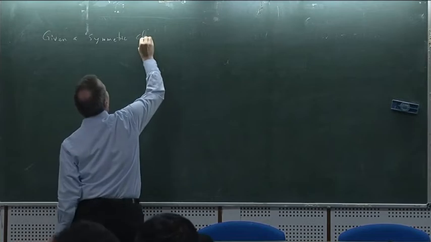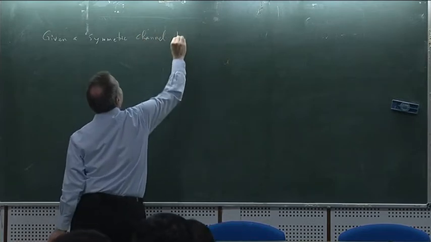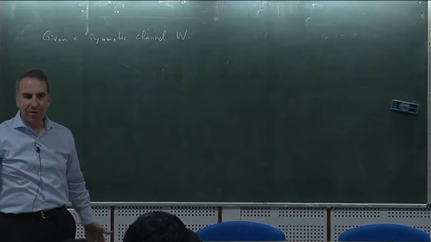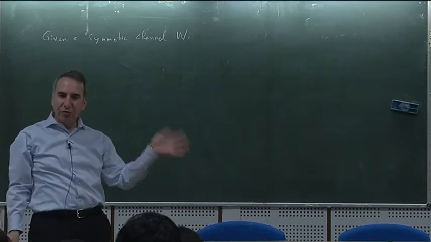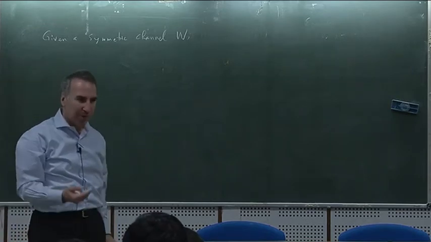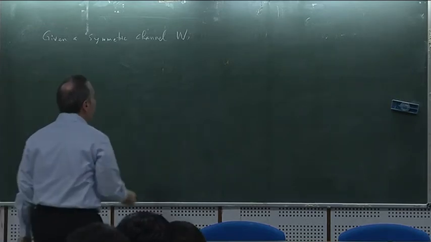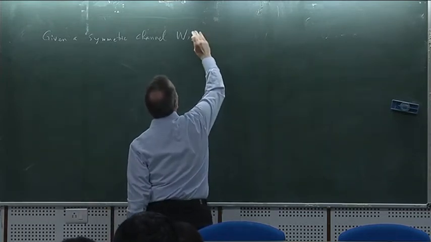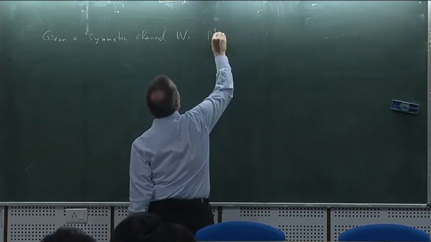Given a symmetric channel W. And I can assume this because if I wasn't given a symmetric channel, I can symmetrize it first and consider that as being the given channel. Do the following things. Okay. Plot the following graph.